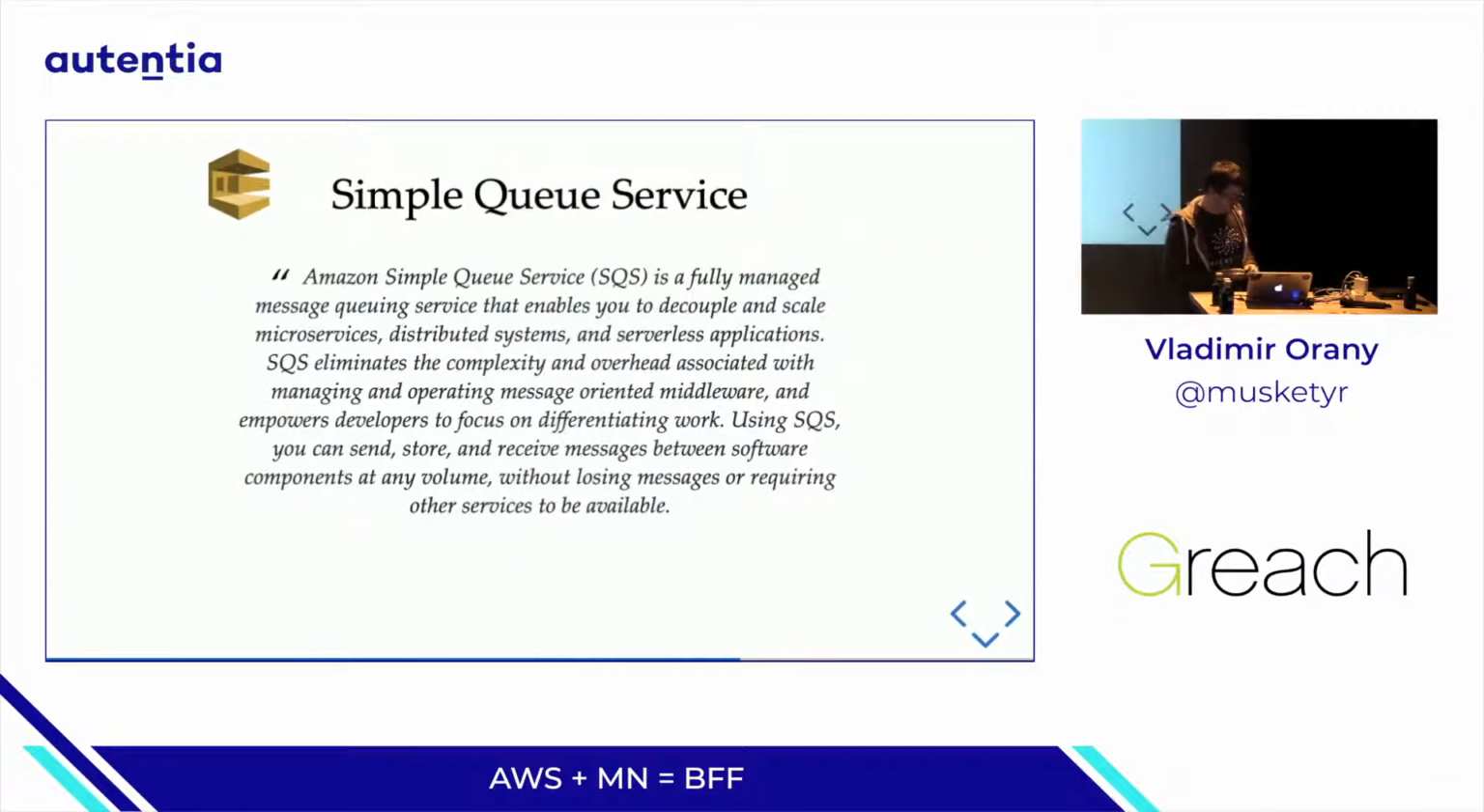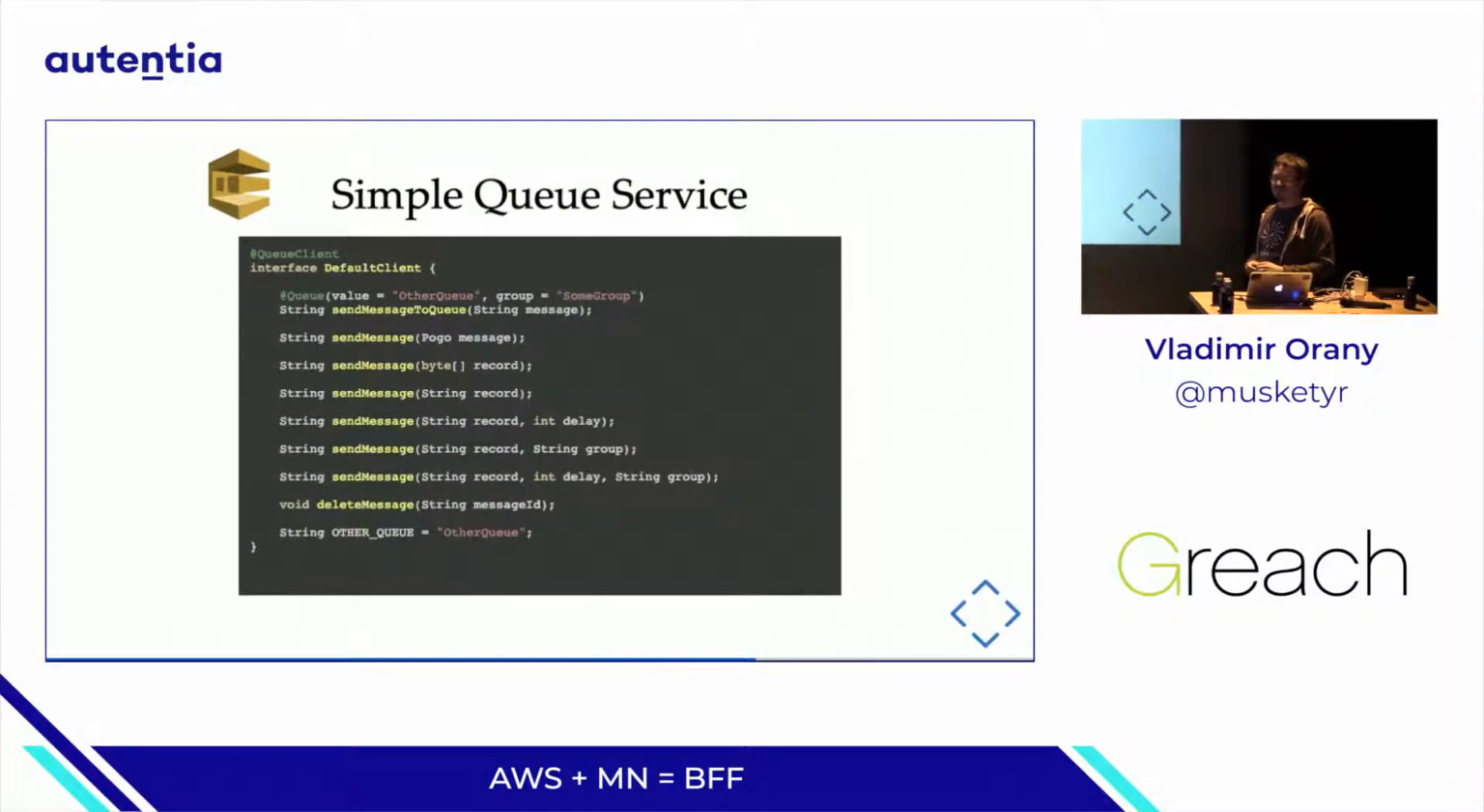So now, how the library support looks like. If you have, for example, seen the Kafka client for Micronaut, it's basically the same. You just declare an interface. You say, okay, this is the queue client. You can modify, for example, which configuration to use, which queue to use. But you can send messages in various ways. It could be just an object which is going to be converted to a JSON file. It could be just a plain string, or there are some other options.